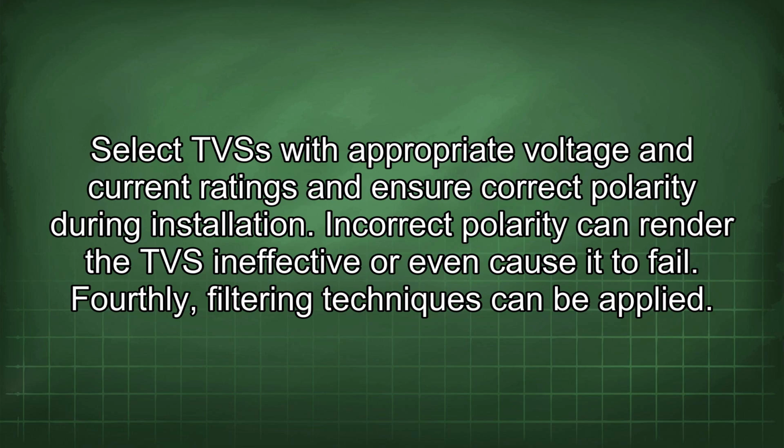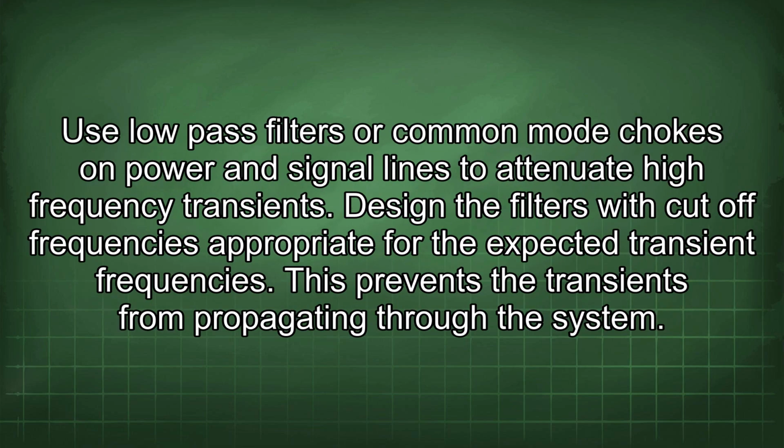Fourthly, filtering techniques can be applied. Use low-pass filters or common mode chokes on power and signal lines to attenuate high-frequency transients. Design the filters with cut-off frequencies appropriate for the expected transient frequencies. This prevents the transients from propagating through the system.